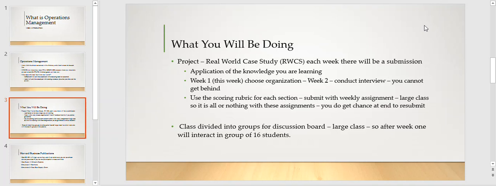You will need to use that scoring rubric and submit it with your assignment in Blackboard in order for me to grade it. If you do not do that, I will not be able to grade it. This is a super large class, and this is a very intense project, so this is the only way that I will be able to manage all the students that I have in this particular class. So basically with these assignments, it's all or nothing.